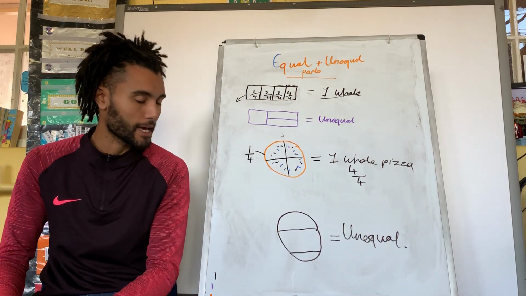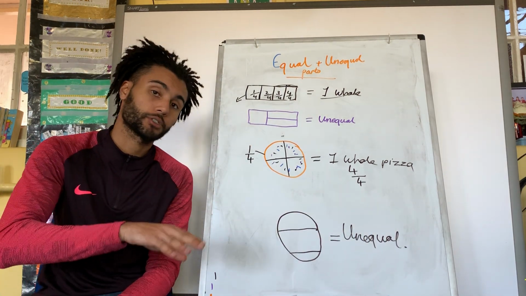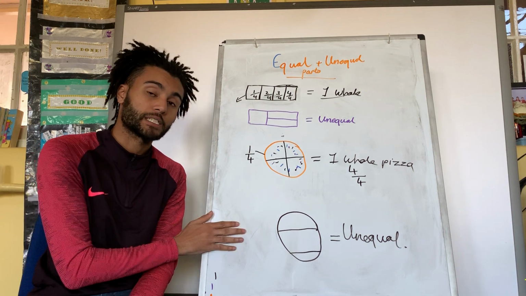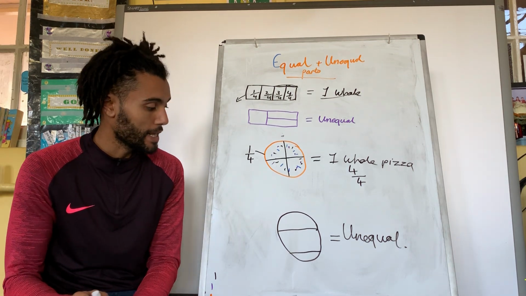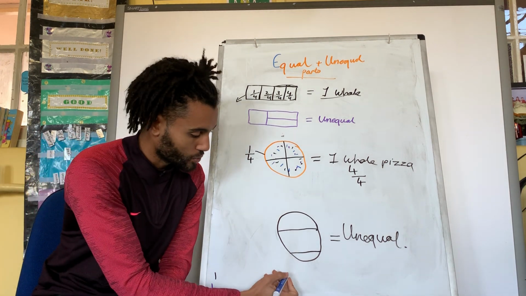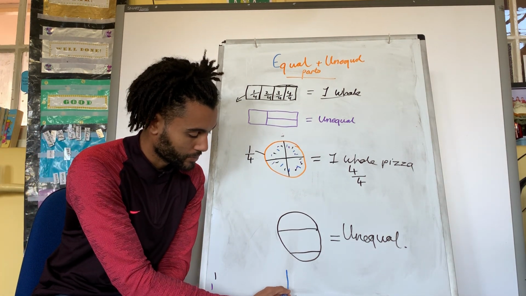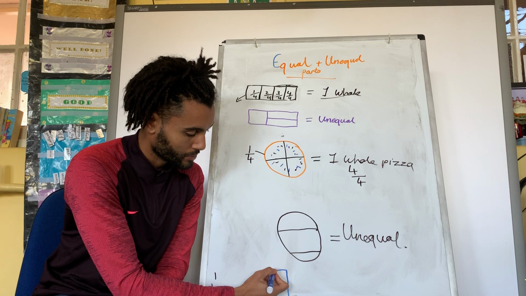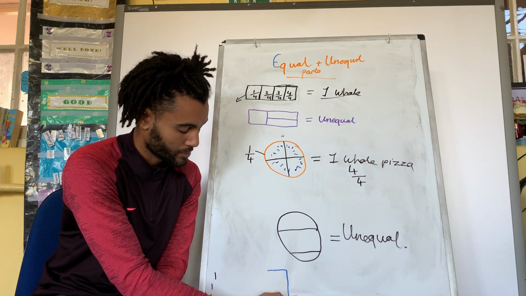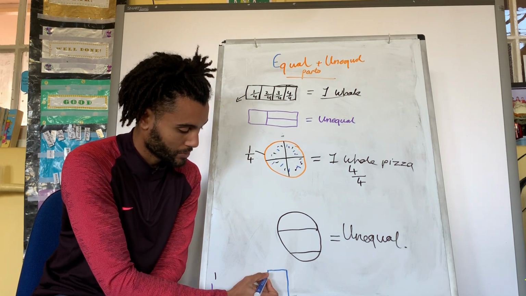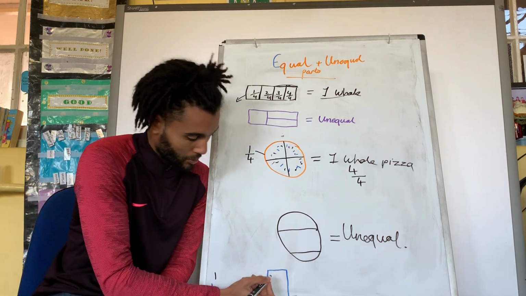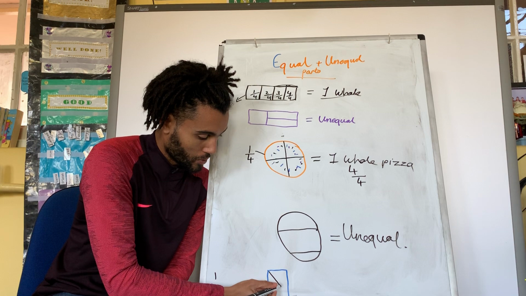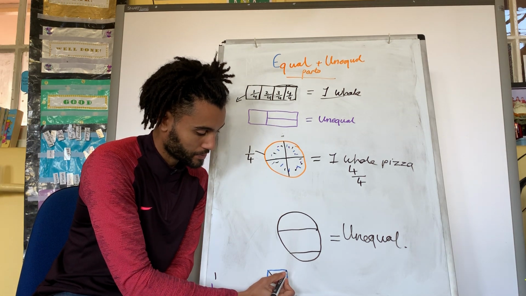Let's have a look at one more shape and then make a start on your worksheet and go back to have a look at this video if you need a bit more help as well. So let's use a square this time. So we've got a nice square there. And I'm going to split this into 4 pieces or 4 parts.